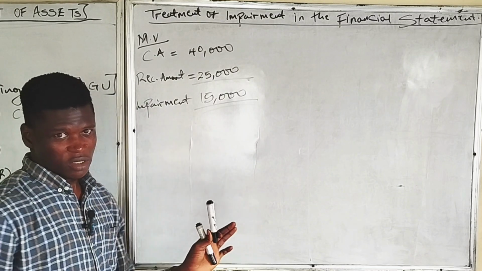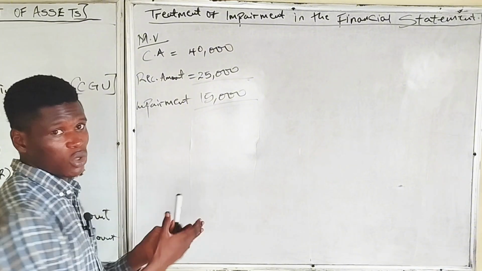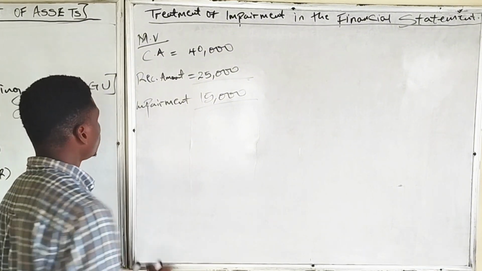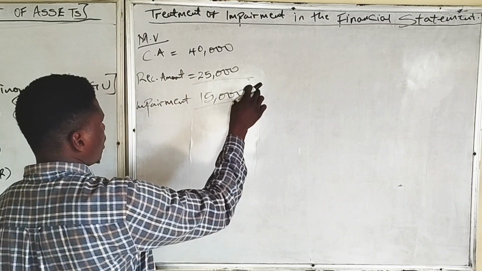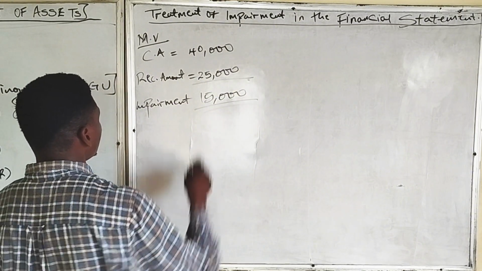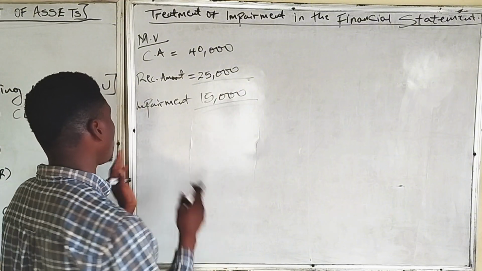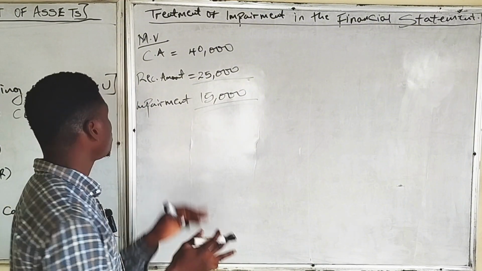So passing the entry for this impairment now. Impairment is an expense. Don't forget, we said it's a loss, a permanent loss suffered on an asset. So how do we pass this impairment? How do we pass the entry? Remember that our carrying amount is 40,000. That is what we've been recording as the value of our asset, which is this motor vehicle.